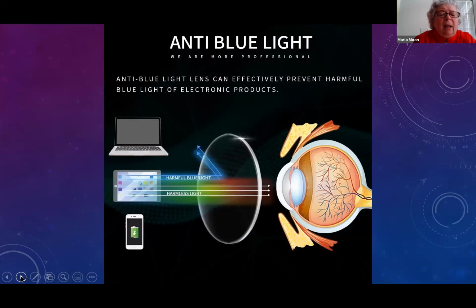So again, the filtering processes don't eliminate all blue light, because you need a certain amount of blue light, but they cut down quite a bit of it. So this is how it works as far as blocking those rays that go through. Next slide, please.